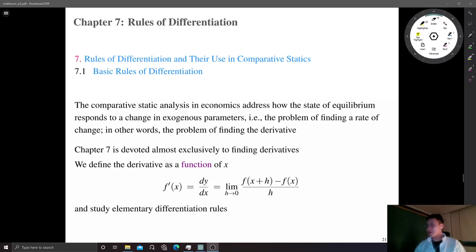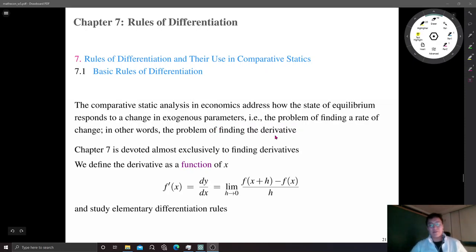My aim this week is to cover Chapter 7 in the textbook, Rules of Differentiation and their use in comparative statics. In the previous week, I introduced comparative statics, which essentially addresses how the state of equilibrium responds to a change in exogenous parameters. I related this problem to the problem of finding the rate of change. In the case of a qualitative question, we examine the sign of the derivative, and in the case of a quantitative question, we compute the size or magnitude of the rate of change.